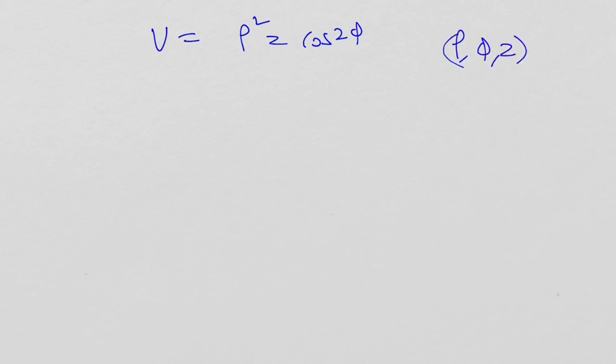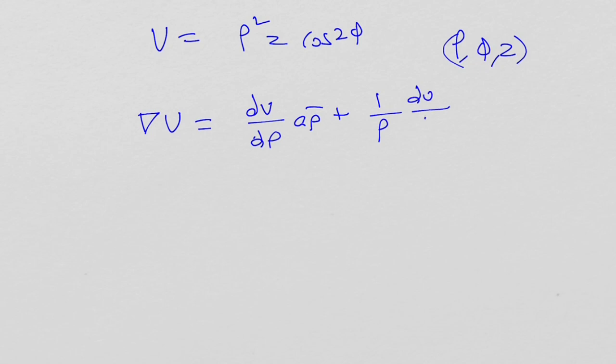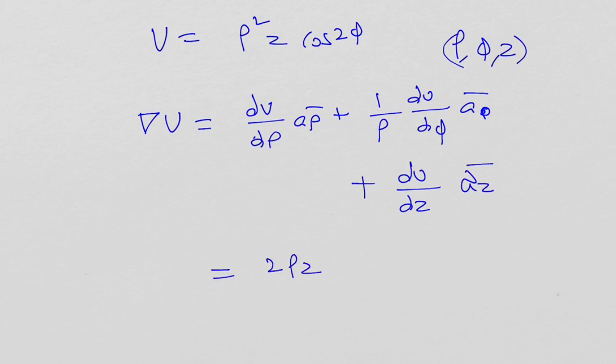Similar to this one, u is equal to, for example, rho squared z cos 2 phi. From the definition itself, I can understand that there are components, so I can calculate del u will be dou u by dou rho a rho plus 1 by rho into dou u by dou phi a phi plus dou u by dou z into az. So when we differentiate it, this will become 2 rho z cos 2 phi as such a rho.